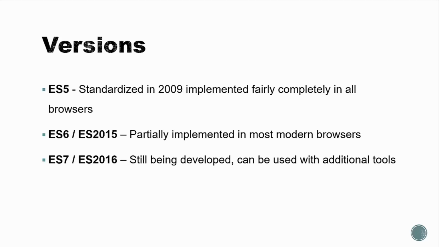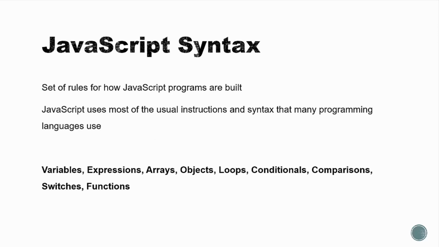And then ES7 or ES2016 is the most recent version, but it's still in the works. And again, you would need to implement other technologies to compile it down to either ES5 or even ES6. All right, so now we're going to take a look at some of the JavaScript syntax. I'm going to go through some of the syntax very, very briefly, but we will get into more of it as we go along. All right, so JavaScript syntax is a set of rules for how JavaScript programs are built. JavaScript uses most of the usual instructions and syntax that many programming languages use, such as variables, expressions, arrays, objects, loops, conditionals, comparisons, switches, and functions. All right, just to name a few.